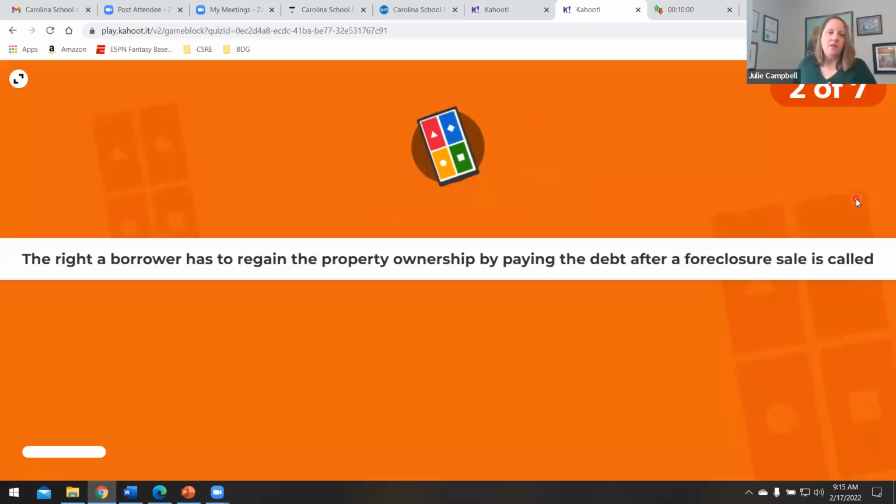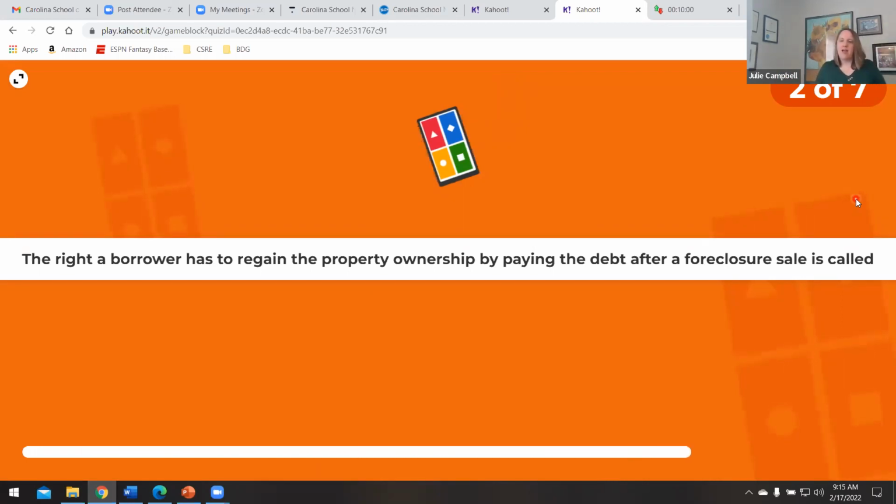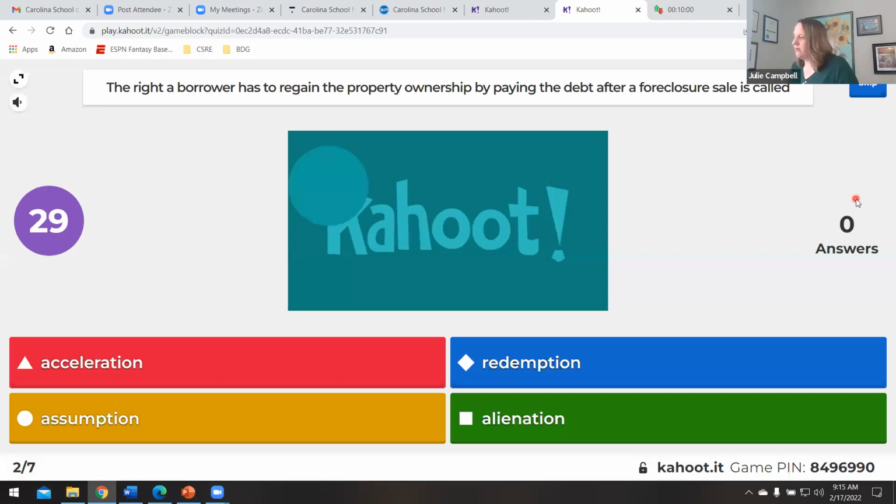Question number two. The right a borrower has to regain the property ownership by paying the debt after a foreclosure sale is called.